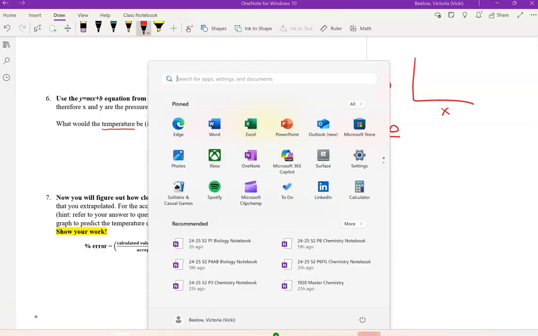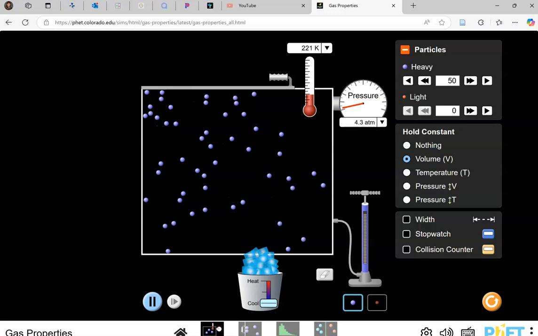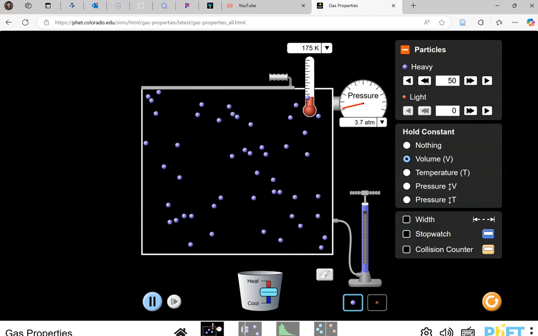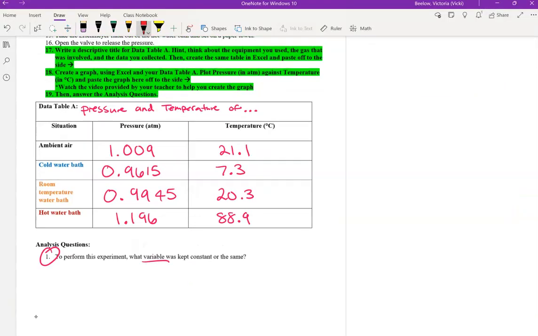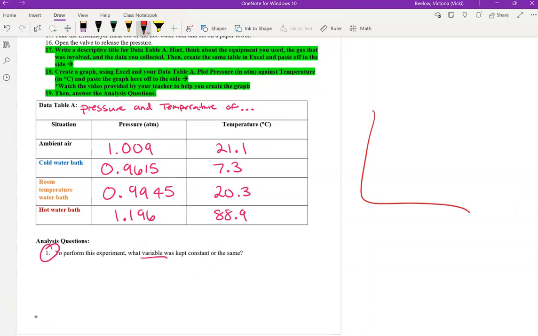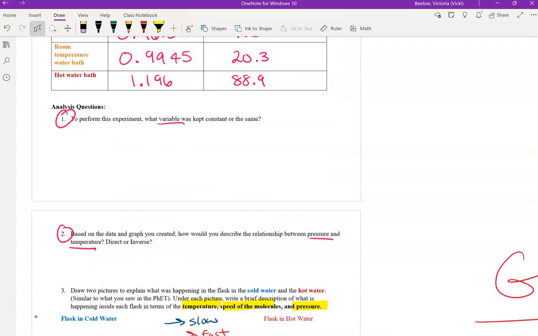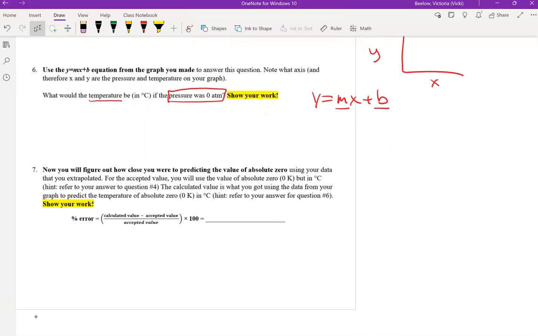Again, in the lab setting, we cannot go all the way to absolute zero. That hasn't been done. That's impossible to do. However, we can collect data, create a graph with that data, and use that graph to make a prediction. Well, what if we were at absolute zero? What would the pressure be? What would the temperature be in degrees Celsius?